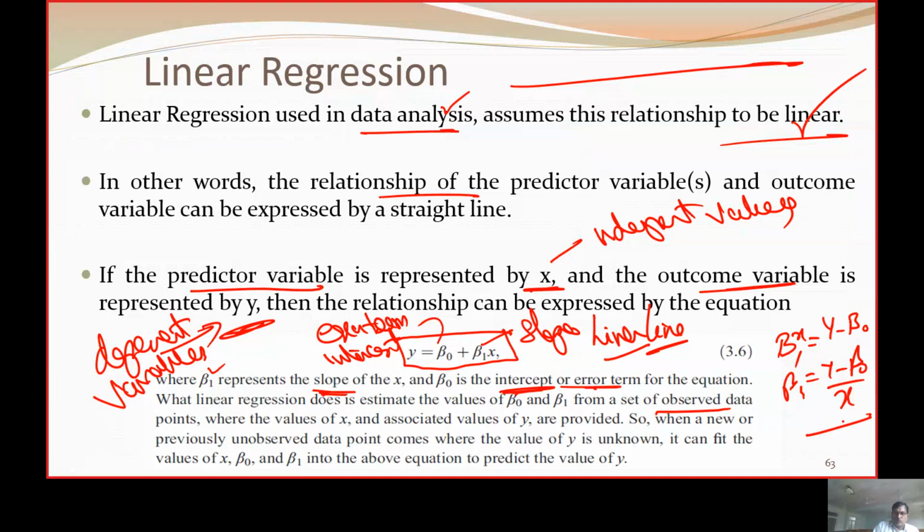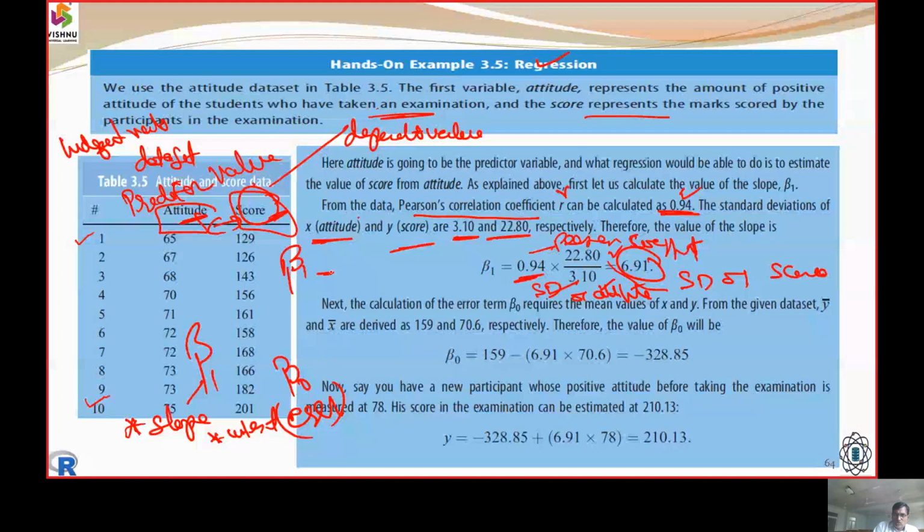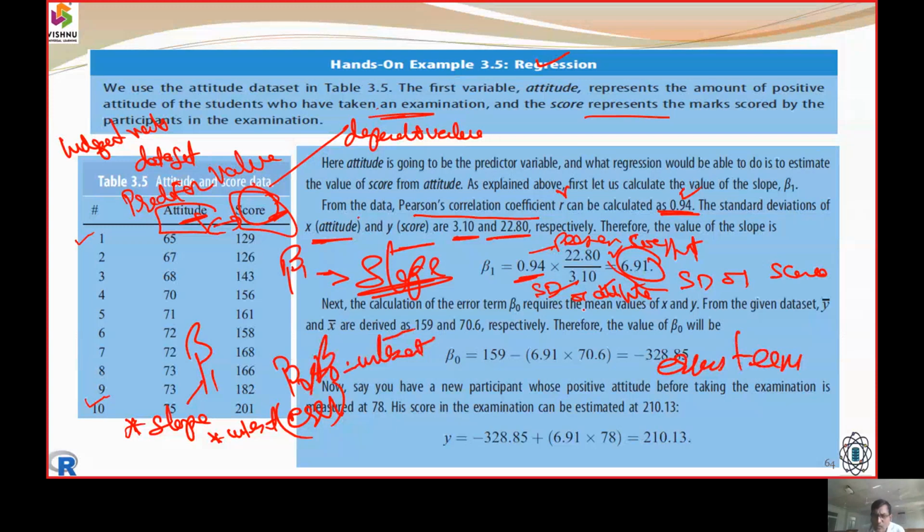Beta 1, we assume this as the slope. Later we will find beta naught, which we call the intercept, or the error term. How are we going to calculate the error? First of all, we take this as 159. So we get beta naught, which uses the mean value.